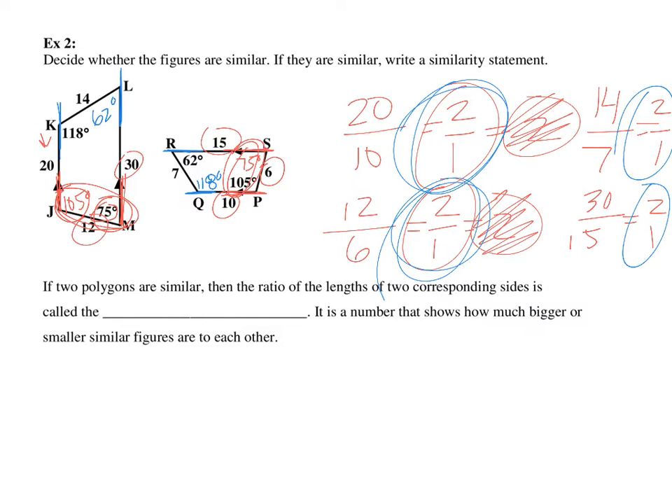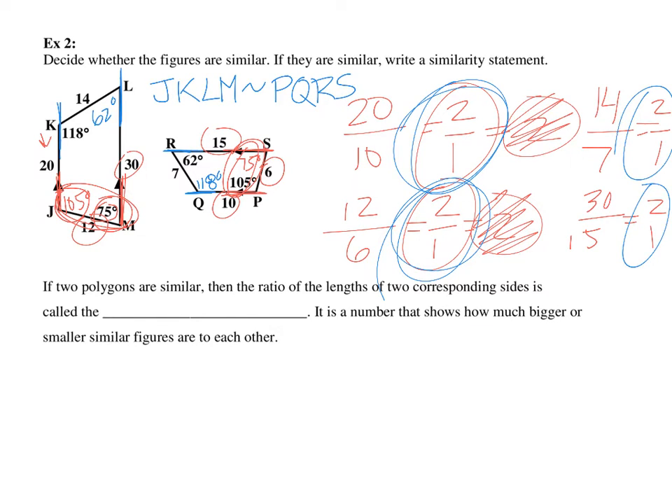Let's make sure I write out the letters in the right order when writing my similarity statement. It's going to be JKLM is similar to... okay, J corresponds to what angle? It's 105, so it's P. And then K is 118, so it's going to be Q. And then L is 62, so it's R. And then I have S. All right, that's all there is to it.